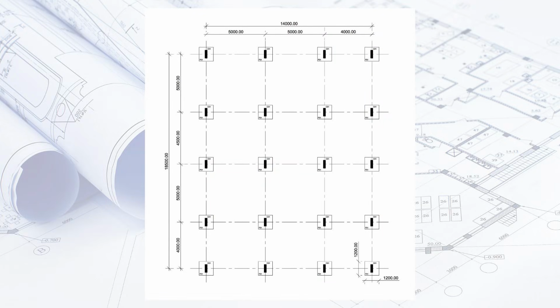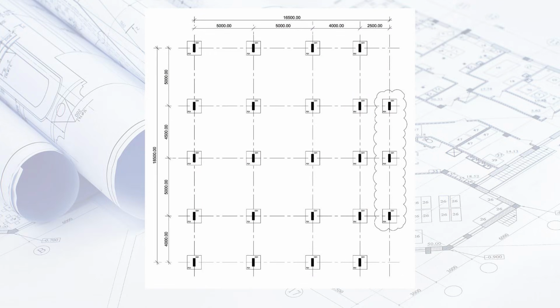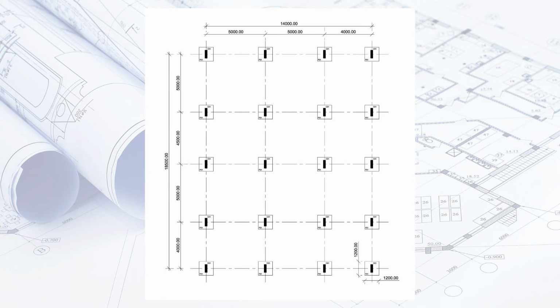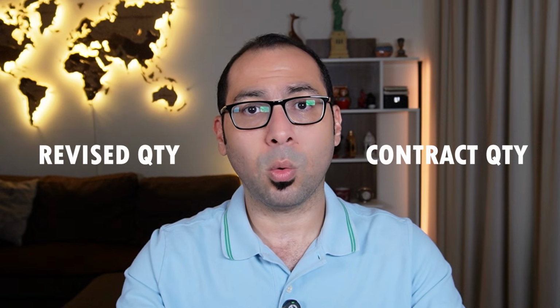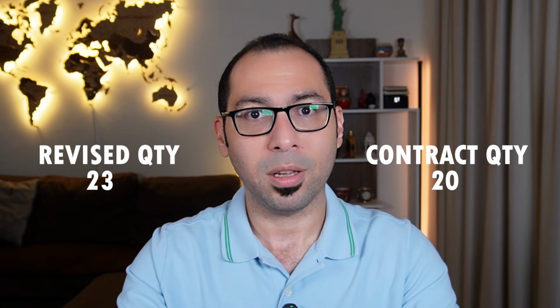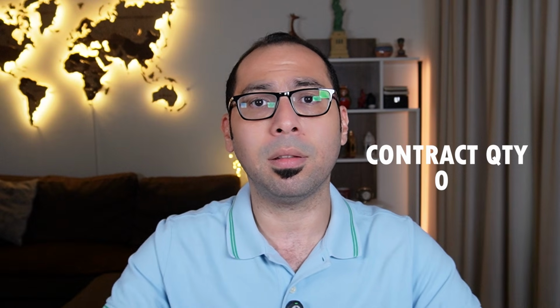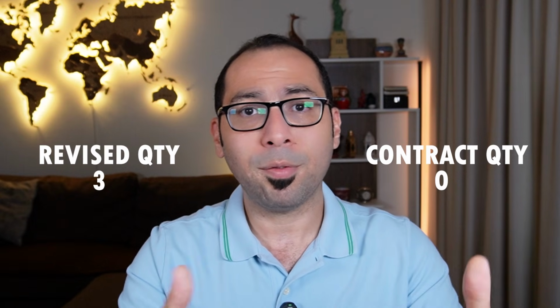So what I'm trying to say, let's say, for example, I have 20 footings and 3 footings were added to the project. So the contract drawings say 20 footing, but the revised drawing says 23 footing. So the contract quantity versus the revised quantity is 20 versus 23. So you are comparing the whole item as per the contract to the whole item as per the revised drawings. Or sometimes you can say just there are 3 footings additional. So contract quantity 0 and the revised quantity 3. So you have these two methods or these two ways of measuring a variation.